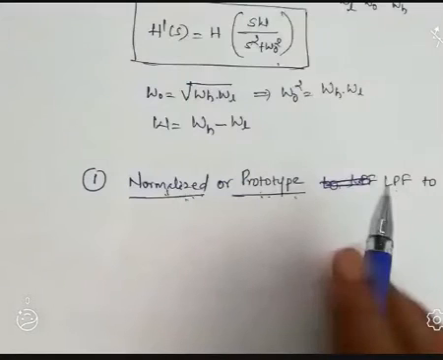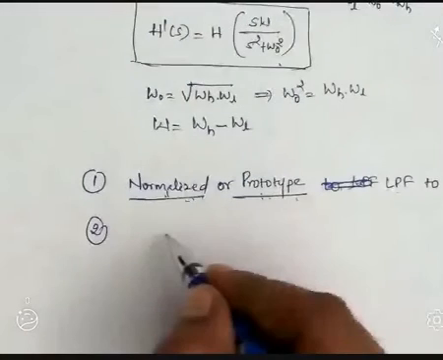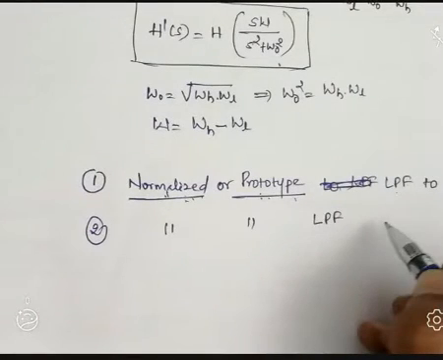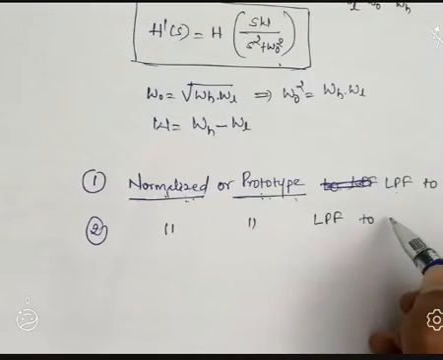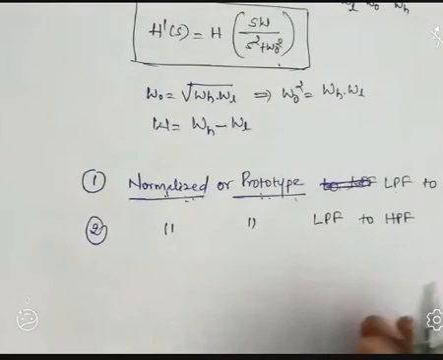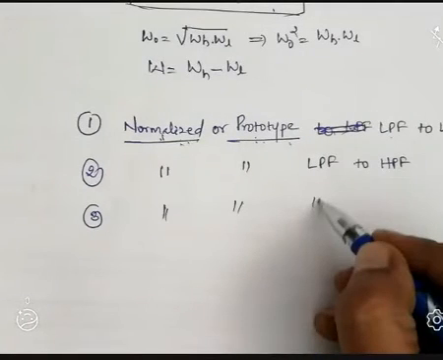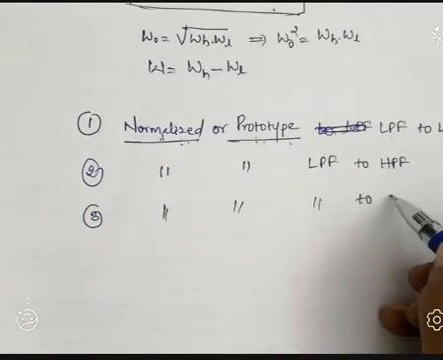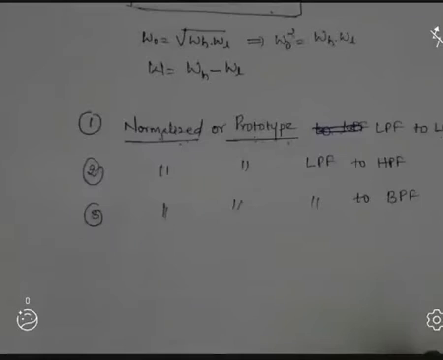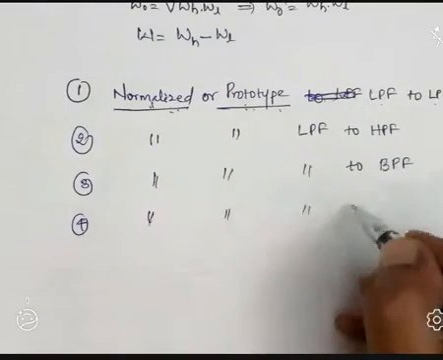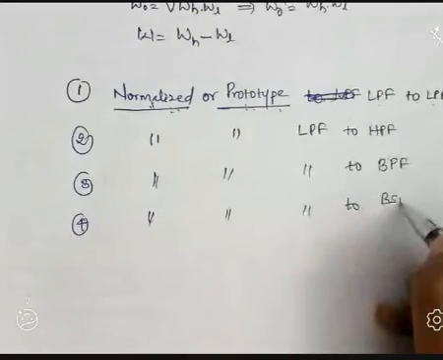In the second case we discussed normalized or prototype low pass filter to high pass filter. Similarly, in case number 3, normalized prototype low pass filter to band pass filter. And the last one we discussed was normalized or prototype low pass filter to band stop filter.